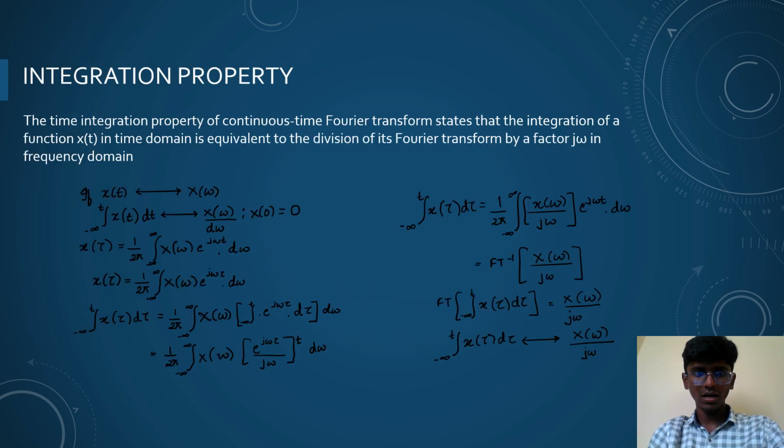Moving on to the next slide, integration property. The time integration property of the continuous time Fourier transform states that the integration of function x of t in the time domain is equivalent to the division of its Fourier transform by the factor j omega in the frequency domain. In a simple manner, if x of t Fourier transform is x of omega, then the integration from minus infinity to some time t of x of t dt has Fourier transform x of omega by j omega.